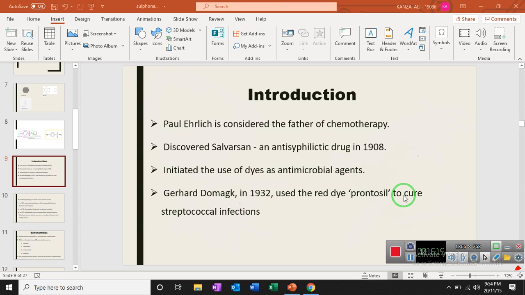Gerhard Domagk, in 1932, using prontosil, a red dye, found during his experiments that the compound is active against streptococcal organisms.